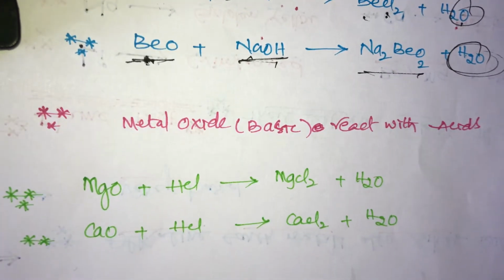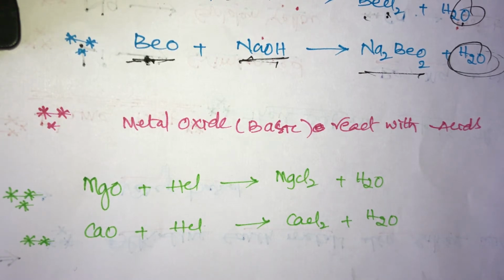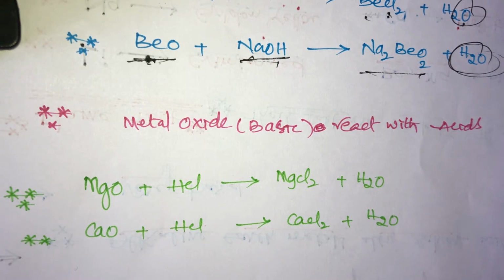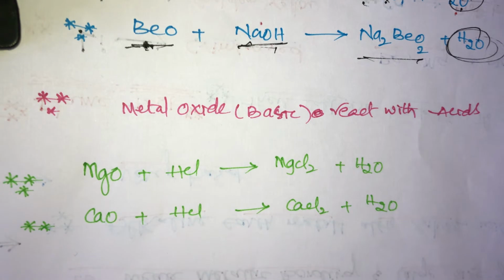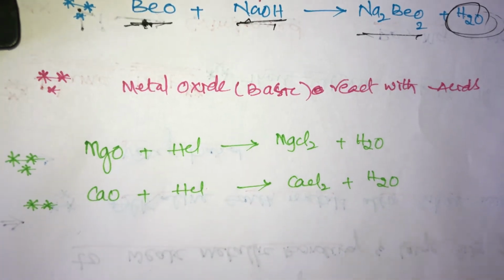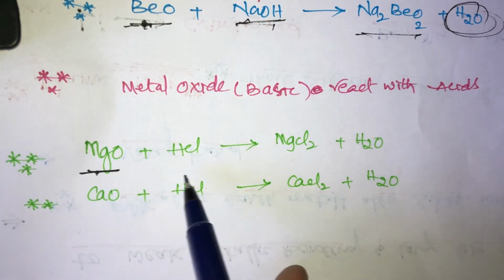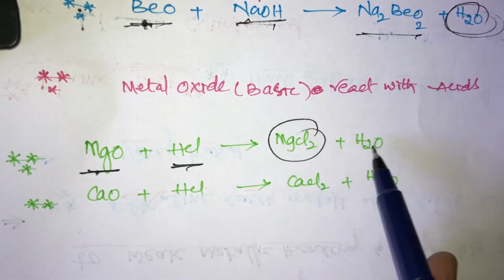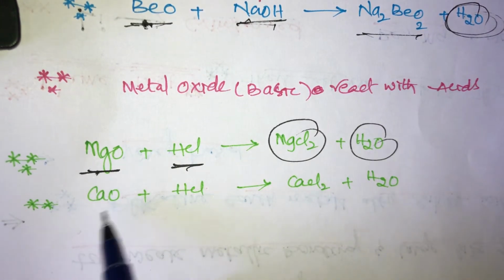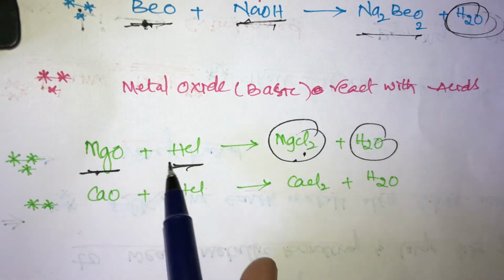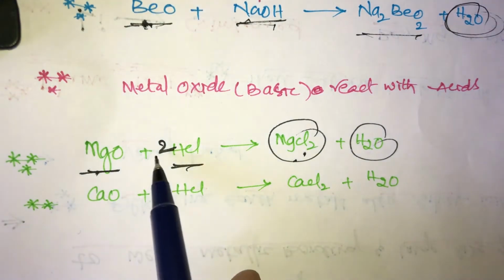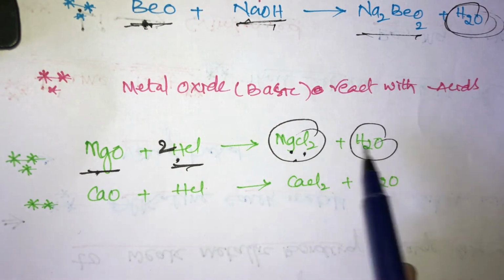And next one is metal oxides. What are the metal oxides? They are basic oxides. Generally metal oxides are basic in nature, so metal oxides react with acids only and cannot react with bases. Example: magnesium oxide reacts with hydrochloric acid to form magnesium chloride and water. It is not balanced: there are 2 chlorines, so take 2 moles of hydrochloric acid to form magnesium chloride plus water.